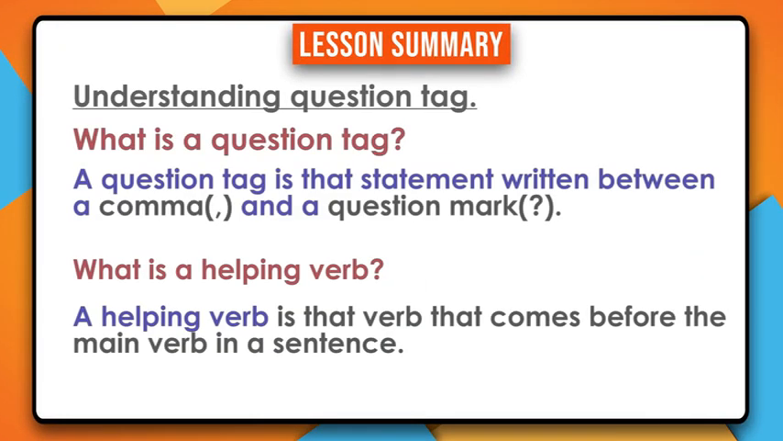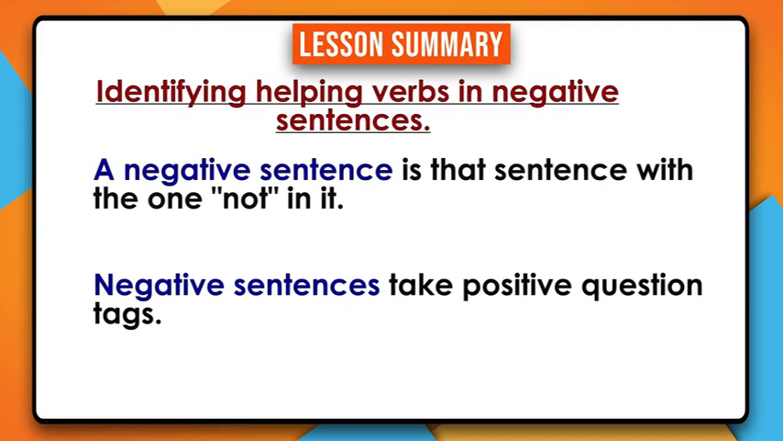My lovely viewer, having constructed those sentences, let us remind ourselves of what we have looked at in today's lesson video. You have been able to identify helping verbs before supplying a question tag for negative sentences. We said a helping verb is that verb that comes before the main verb in a sentence. In the simple past tense, we use the helping verb did. A question tag is that statement written in between a comma and a question mark. Negative sentences take positive question tags, and a negative sentence is that sentence that has the word not in it.